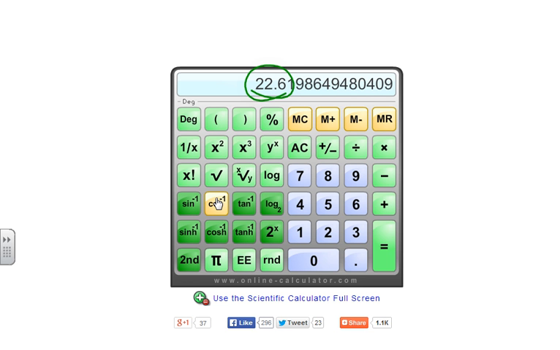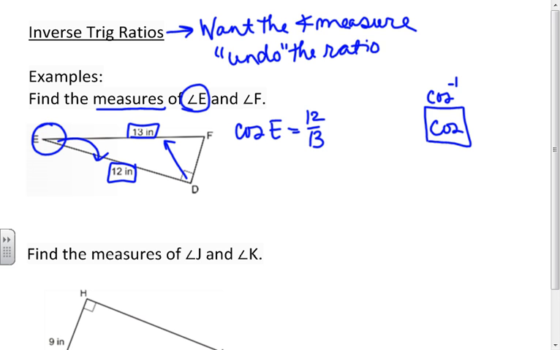Okay, play with your calculator to make sure you know how to use it because clearly that is important.